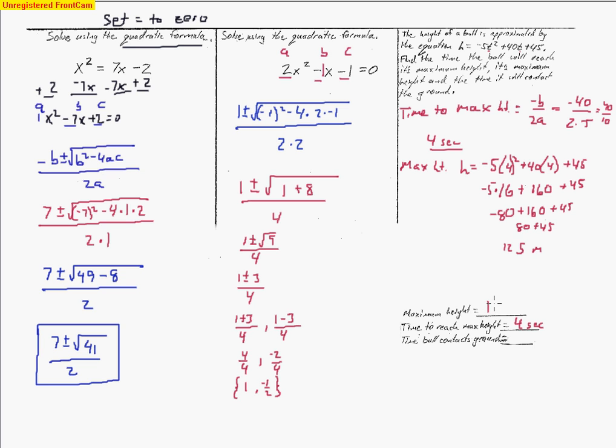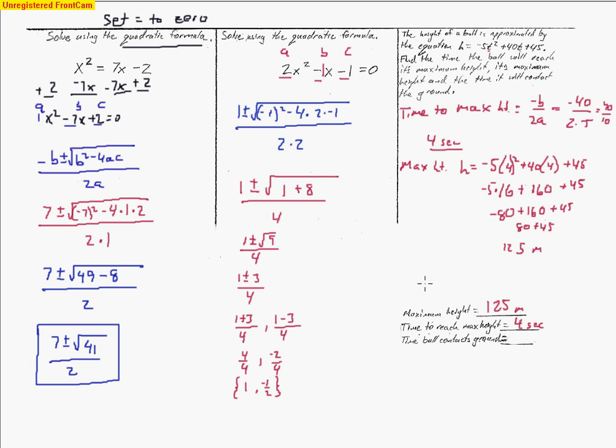So we'll go ahead and write that down. Maximum height, 125 meters. Now I know it's in meters because looking at the equation, it's a -5t squared. This always is half of the acceleration of gravity, and acceleration of gravity is about 10 meters per second squared, so that's why I knew it was in meters.